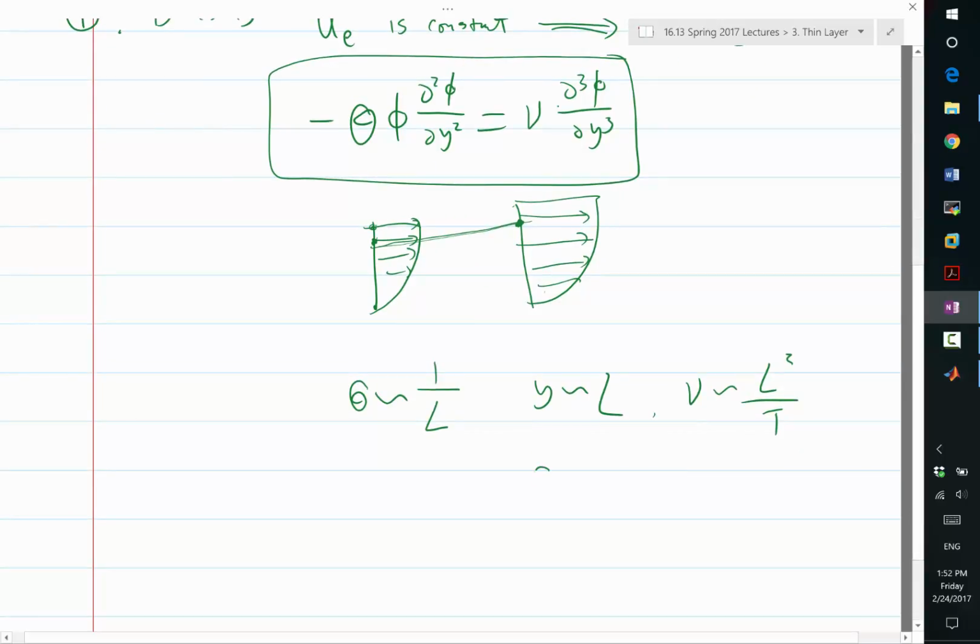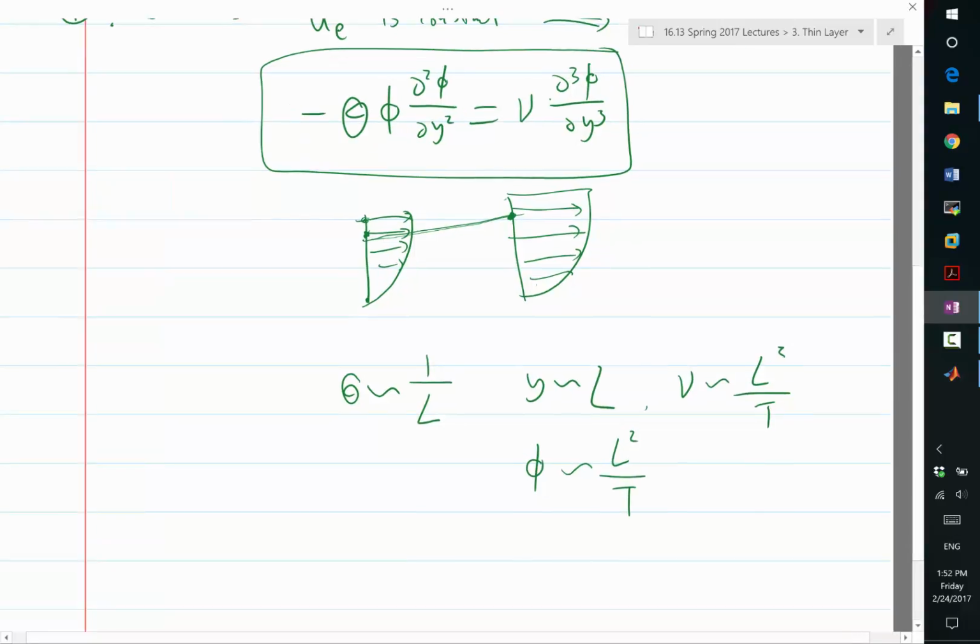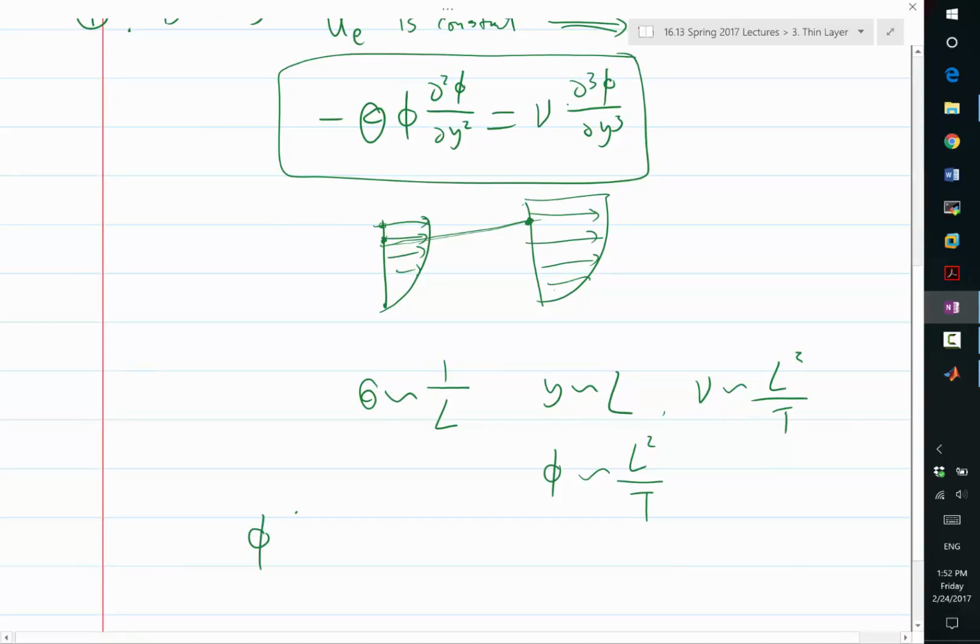How about phi? It's velocity integrated over length. L squared over T, yes. Okay, now I can write my phi as a function of what? If you just look at this equation. Oh, sorry, I need boundary conditions.